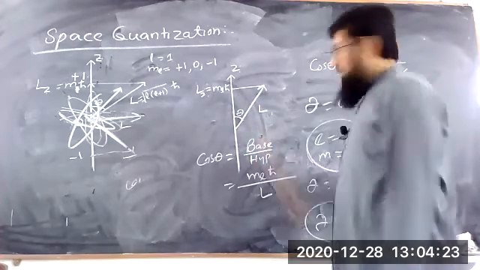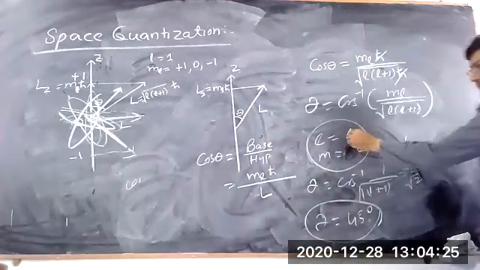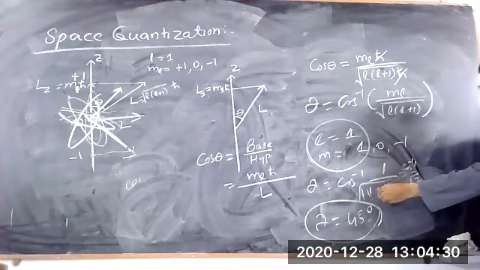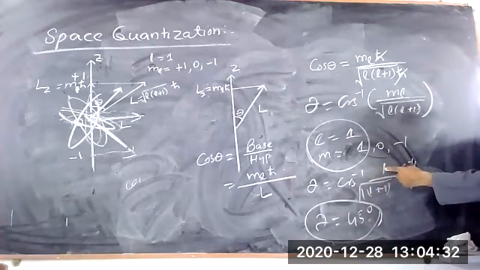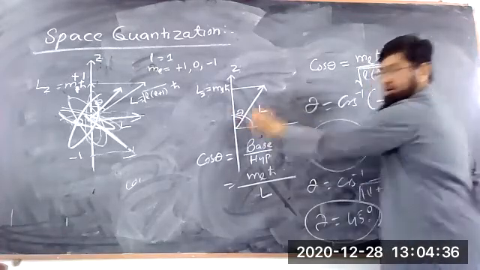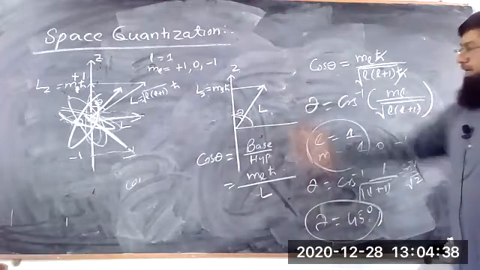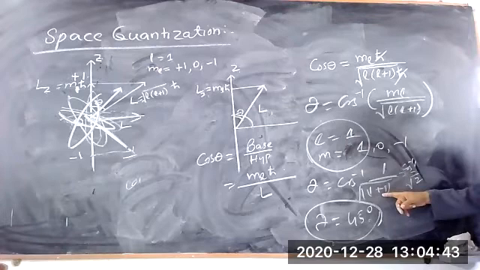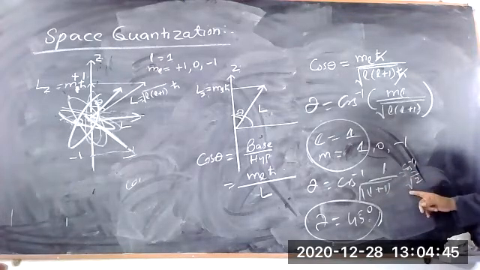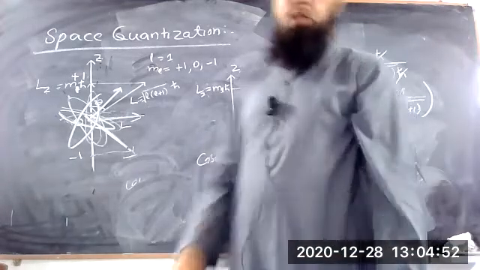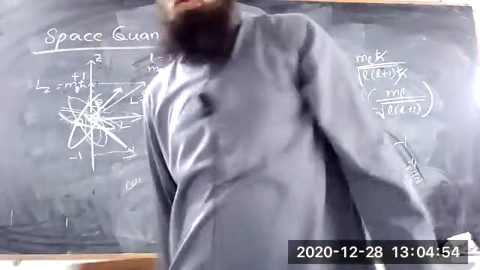You may take L is equal to 1, ml is equal to 0. So 0 upon something is equal to 0, and cos inverse of 0 is equal to 90 degrees. So this vector gives you the 90 degrees here. And again, you can take ml equal to minus 1, so minus 1 upon square root of 2. This gives you the angle of 135 degrees. So this is known as space quantization.